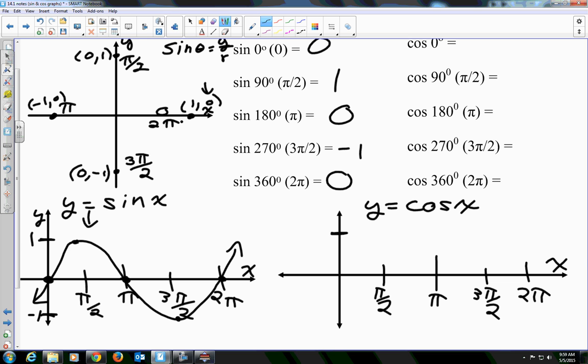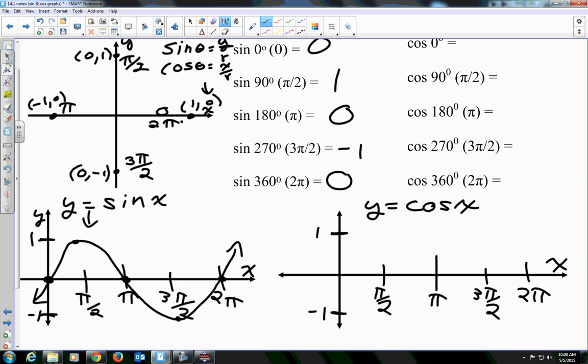My highest point is going to be 1. My lowest point is going to be negative 1. So let's look around our circle and see cosine of 0. Remember that cosine theta is x over r, but r is 1, so it's just going to be the x value.